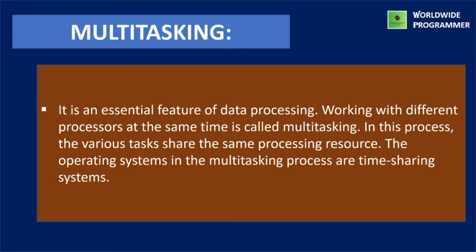Next method is multitasking. What is multitasking? Multitasking is an essential feature of data processing. Working with different processors at the same time is called multitasking. In this process, the various tasks share the same processing resource. The operating systems in the multitasking process are time sharing systems.